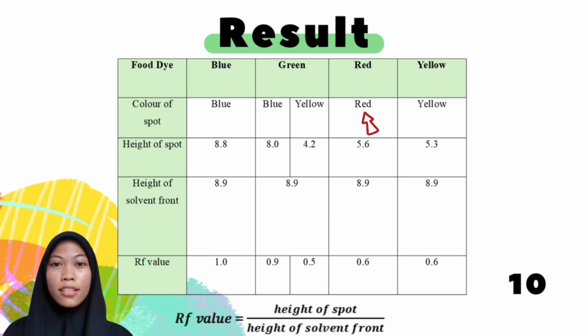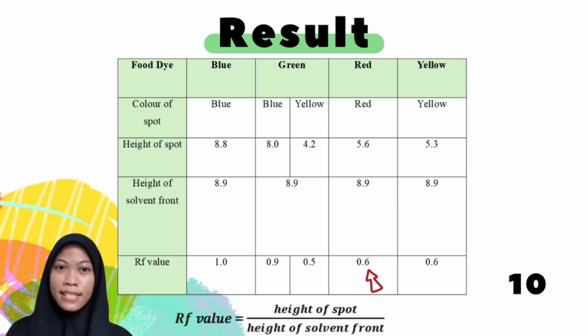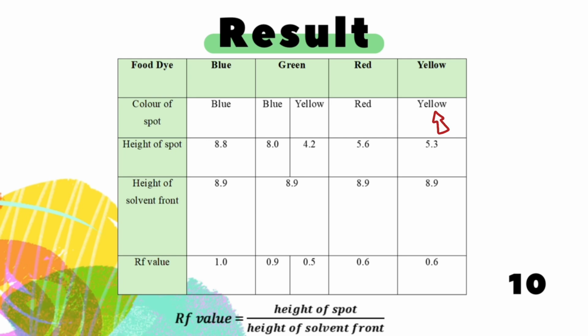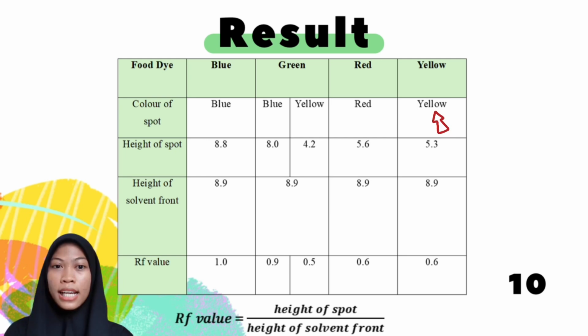Next, for red, the color of the spot remains the original color. The height of the spot for red is 5.6 and the height of the solvent front is 8.9. The Rf value that we got after dividing 5.6 by 8.9 is 0.6. Lastly, for yellow, the color of the spot also remains the original color. The height of the spot for yellow is 5.3 and the height of the solvent front is 8.9. The Rf value that we got after dividing 5.3 by 8.9 is 0.6.